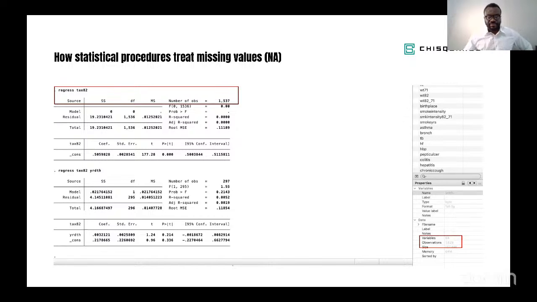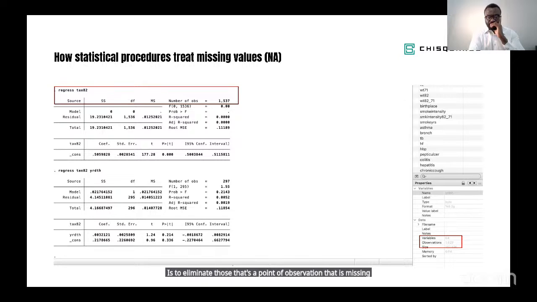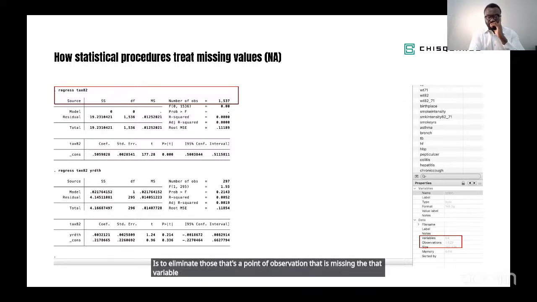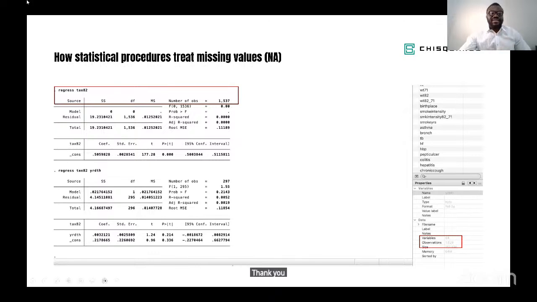Ibekele. Thank you, Prof. Basically, what the system did is eliminate those data points or observations that are missing the variable of interest, the independent or the dependent variable. So that is what happened. Thank you very much. Now, let's go to the second analysis.